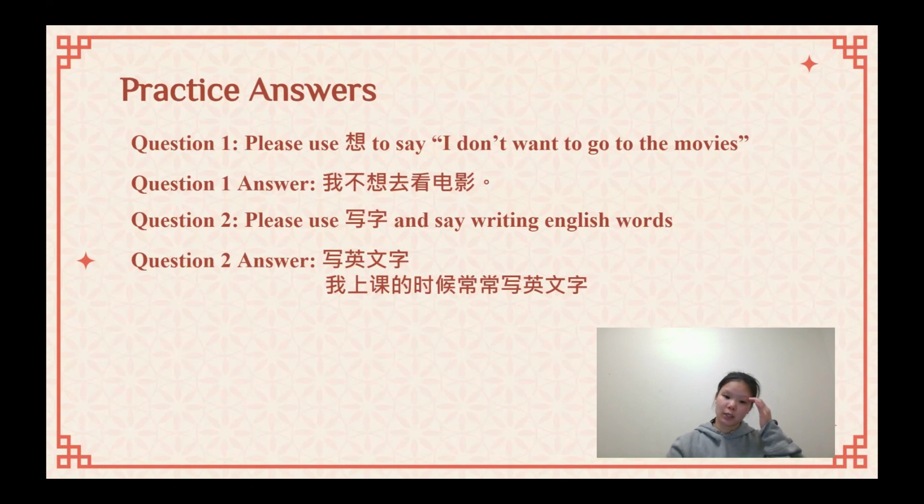And then question 2 was that detachable component of the verb phrases. So the verb and the object. So 写 is to write, 字 are like characters, words. So writing characters, writing words. So I want you to say writing English words and putting English in the correct order of 写字. So how would you say this? You would say 写英文字, writing English words. And so you could say 我上课的时候常常写英文字. Like during class, I often write English words. Is how you would go about that.